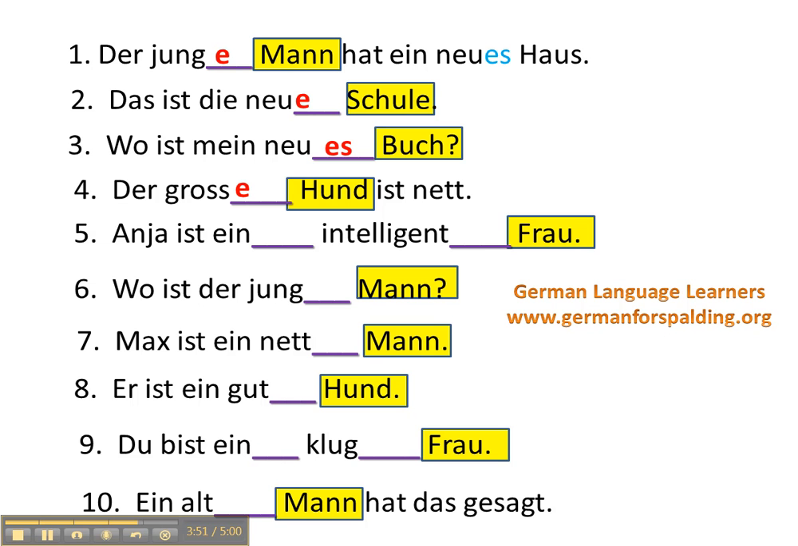Der große Hund ist nett. Anja ist eine intelligente Frau. Wo ist der junge Mann? Max ist ein netter Mann. Er ist ein guter Hund. Du bist eine kluge Frau. Und ein alter Mann hat das gesagt.